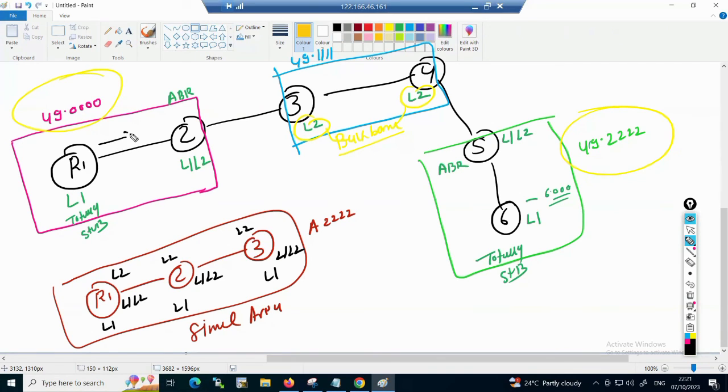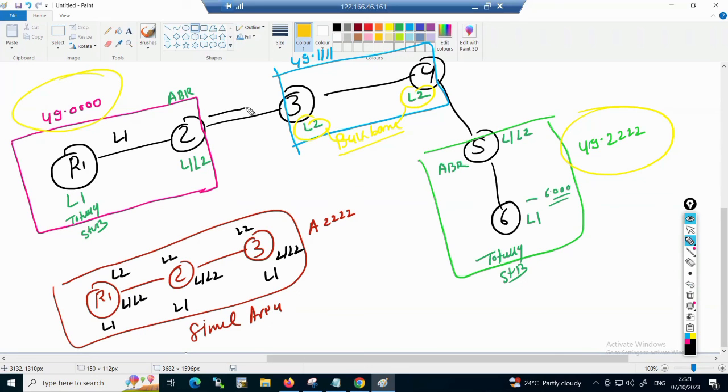He will send the level 1 hello packet, so it will be an L1 neighborship. And this one also sends the level 1 and level 2 hello packet. Which neighborship will they form? L1 neighborship, because he cannot understand the level 2, right? So the neighborship will be L1.